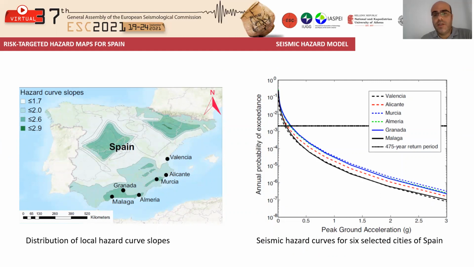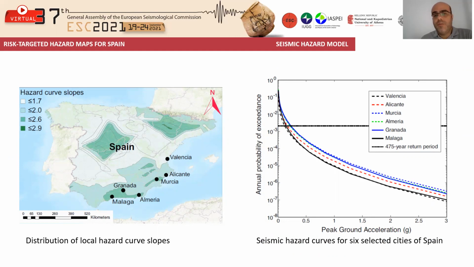Since the shape of the hazard curve is one of the important parameters in risk-targeted analysis, we estimated the distribution of local hazard curve slopes. At first glance, it may be perceived that at national level, not much variation can be expected in risk-targeted design ground motions due to the almost similar slope of the hazard curves.